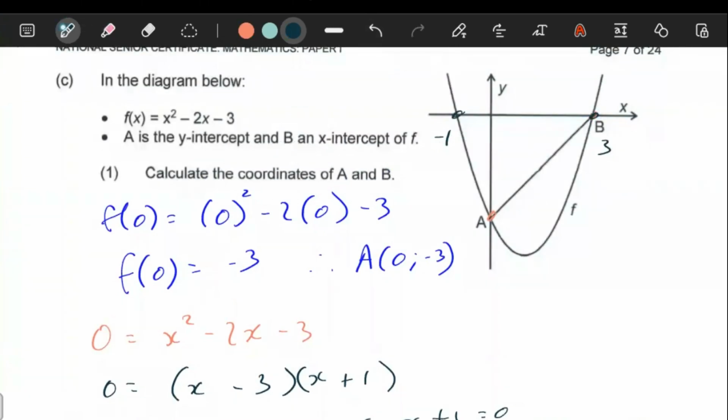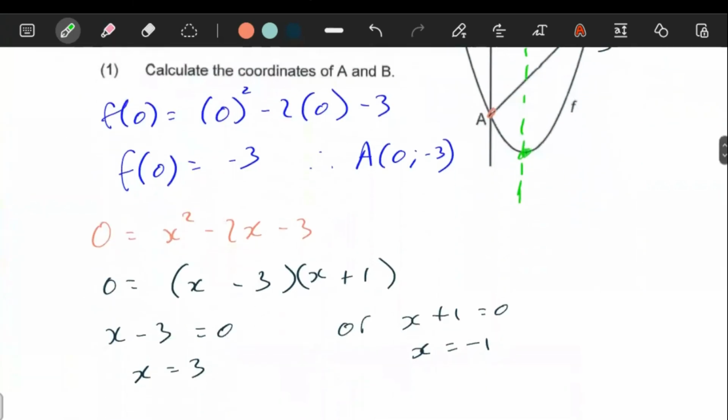Now, just for interest's sake, in the middle of our two x-intercepts is where the x value of our turning point is. That's the equation of the line of symmetry. It's in the middle of the -1 and the 3, which is technically at 1 here. But it's okay. Let's move on.